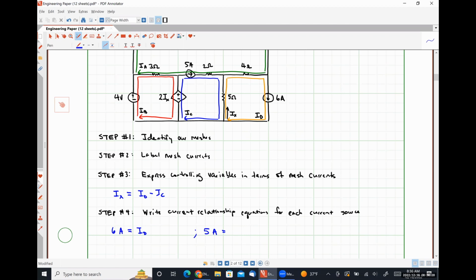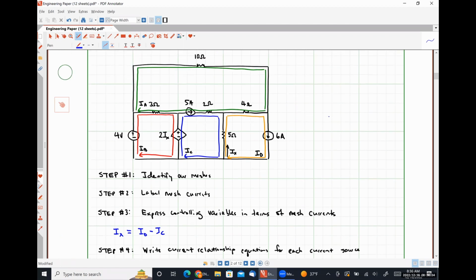There are 2 current sources, so there are going to be 2 current relationship equations. The 5 amp current source is shared between the A mesh and the C mesh. So it's going to involve mesh currents IA and IC, and that's it.